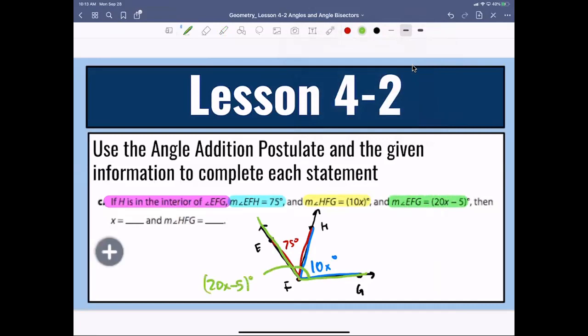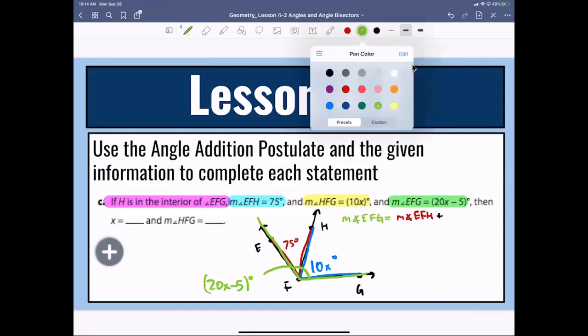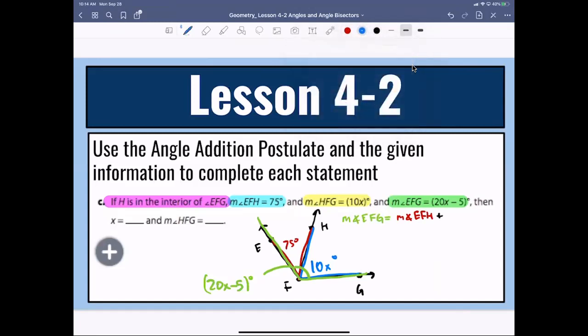All right. So this is going to be a little bit different, but kind of the same all at once. Remember that the angle addition postulate says the measurement of angle EFG is going to be equal to the measurement of angle EFH plus the measurement of angle HFG, right? And we kind of have a little bit for everything, so we're just gonna plug everything in.